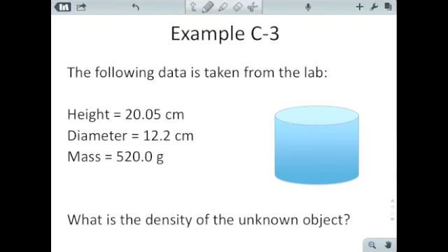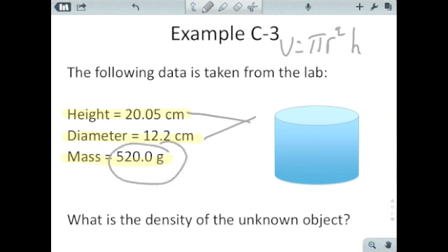Example C3, it says the following data is taken from the lab. We see that we have a height, a diameter, and a mass. And it says what is the density of the unknown object. Use your height and your diameter with this equation: volume equals pi r squared times our height. That'll give you the volume. Here's your mass. Go ahead and find your density.